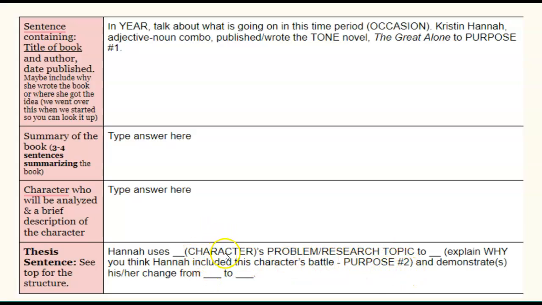Hannah uses blank, so your character's problem or research topic, to explain why you think Hannah used this character's battle, so that would be purpose number 2, and demonstrate his or her change from blank to blank. Please don't leave this saying his or her. If you are using Lenny, then it will be her change. If you are doing Earned, it will be his change, okay?